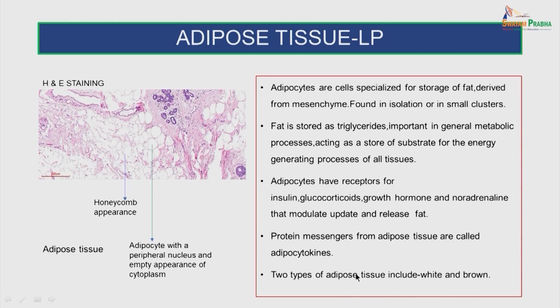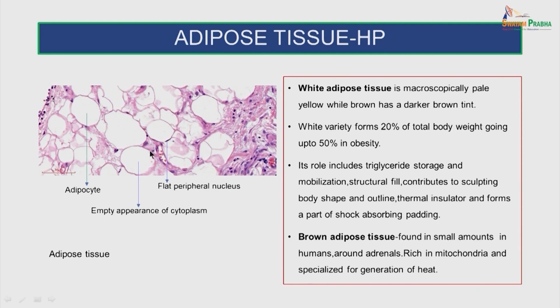Two types of adipose tissue we have, the white and the brown types. So this is a slide of adipose tissue. We can see the honeycomb appearance of the adipocytes. So the adipocyte with the peripheral nucleus and an empty appearance of the cytoplasm. So that's characteristic of an adipocyte. The white adipose tissue is macroscopically pale yellow, while brown has a darker brown tint. White variety forms 20% of the total body weight, going up to 50% in obesity.